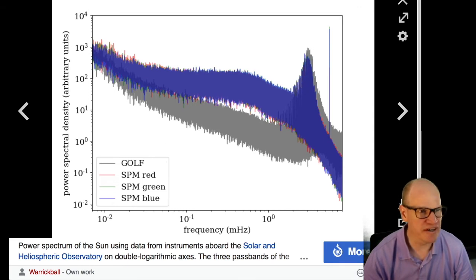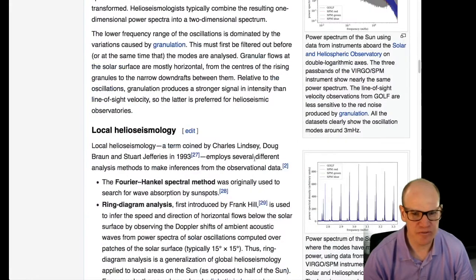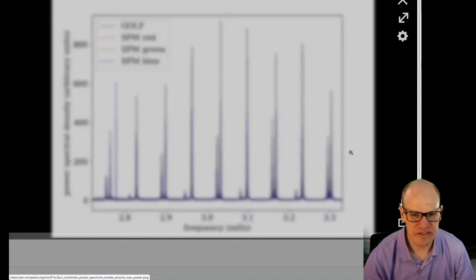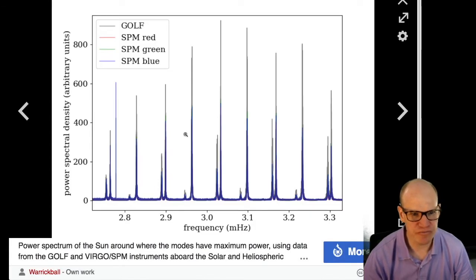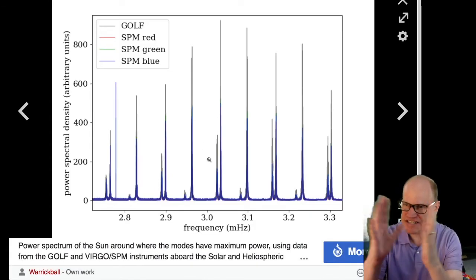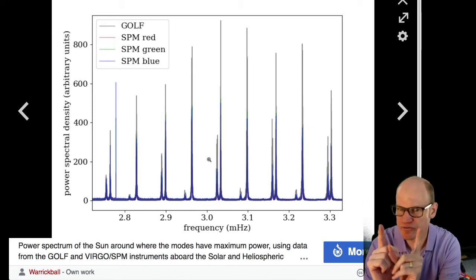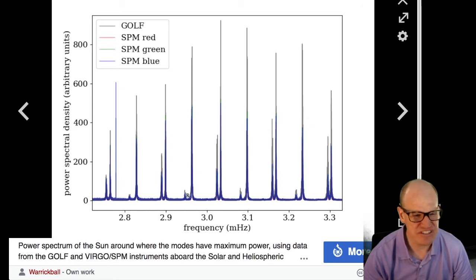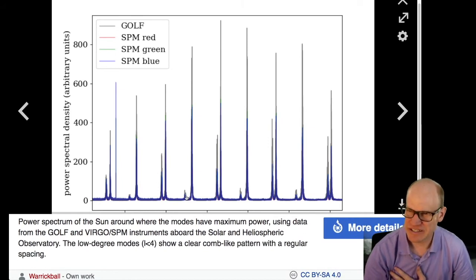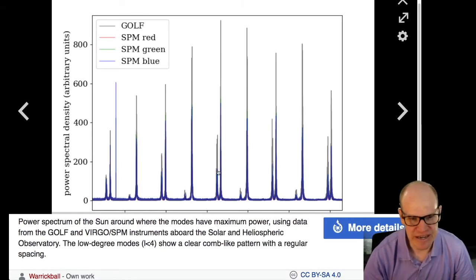That bump, if you zoom in on it, then you get the information that I want to show you. So here are these bumps, different frequencies of sound waves. You basically have standing waves bouncing back and forth in the interior of the sun, and they oscillate at certain frequencies. I'm not a helioseismologist, but there are two different frequency gaps. There's this wide gap between these ones, and then you have a narrow gap between these side bands.